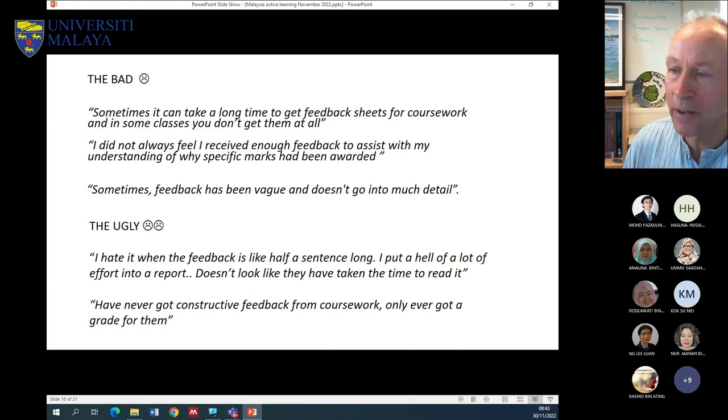I put a hell of a lot of effort into a report. Doesn't look like they've taken the time to read it. That's awful, isn't it? That's terrible. I never got constructive feedback from my coursework. I only got a grade for them. So it's really uncomfortable, isn't it, when we hear that kind of comment. And we're really missing an opportunity to encourage active learning there.